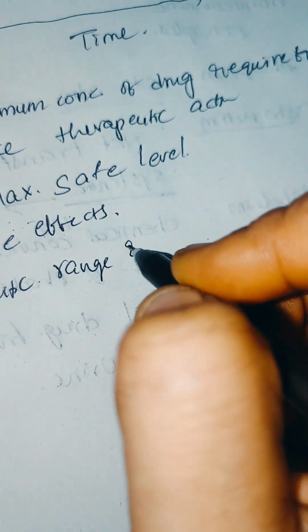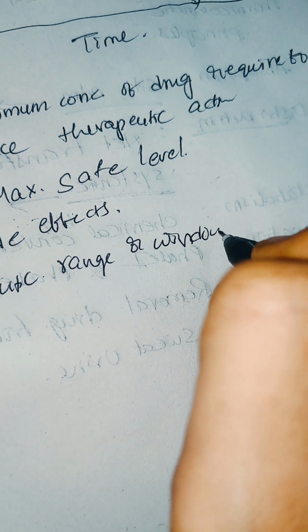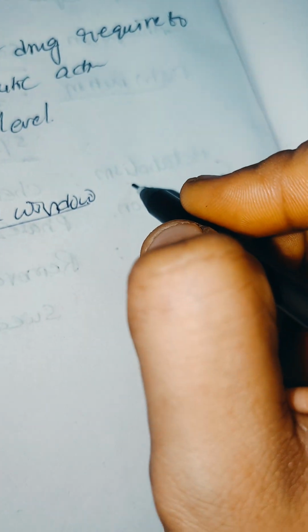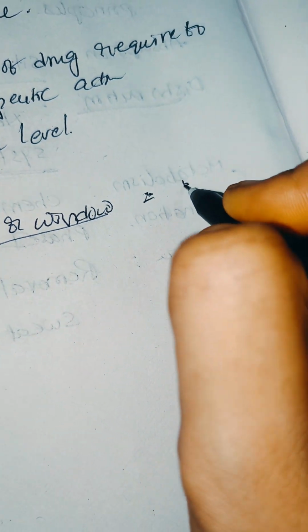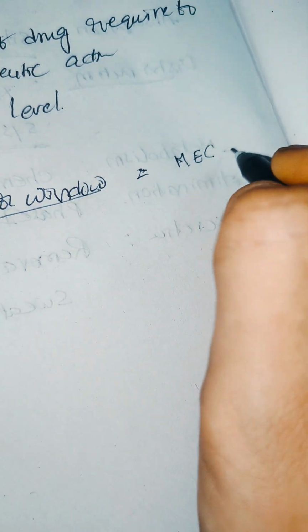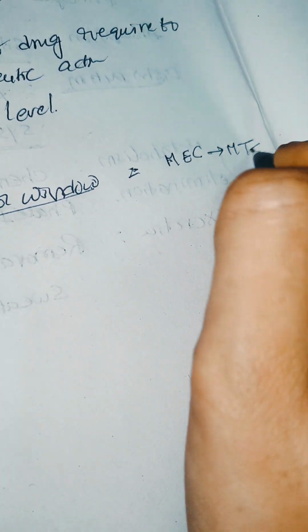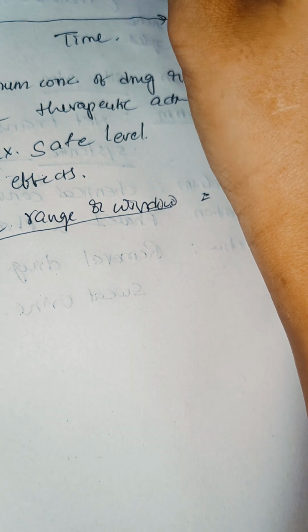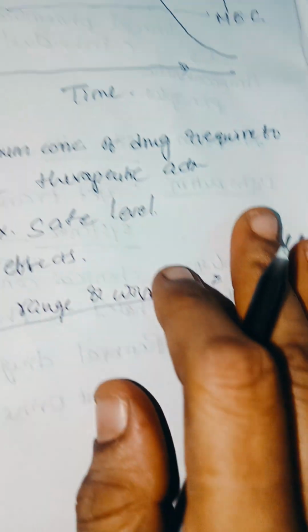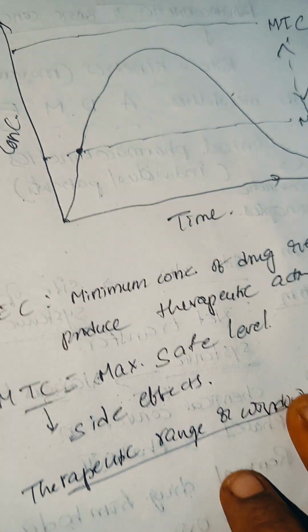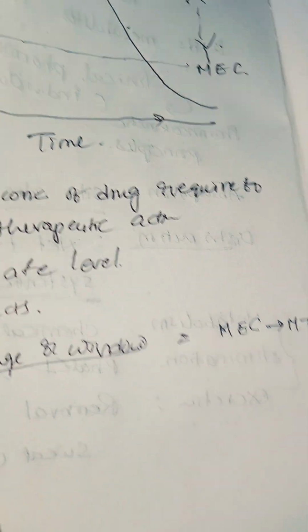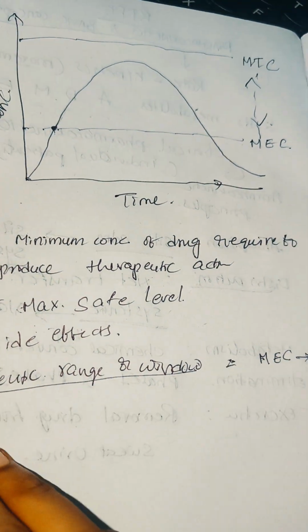Next, therapeutic range or therapeutic window. The range between the minimum effective concentration and the maximum therapeutic concentration is called the therapeutic range or therapeutic window.